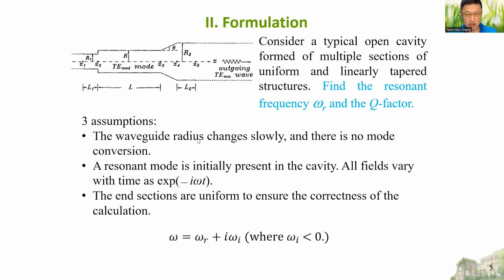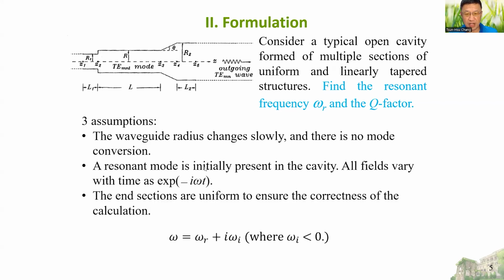The waveguide radius changes slowly, and there is no mode conversion. It might occur to you that here it's not slow, it changes drastically. However, here it's acceptable, slowly, but here is definitely not. But don't worry, later on I will show you that even though it's discontinuous here, the result is still acceptable. With single mode operation, the calculation can be simplified.